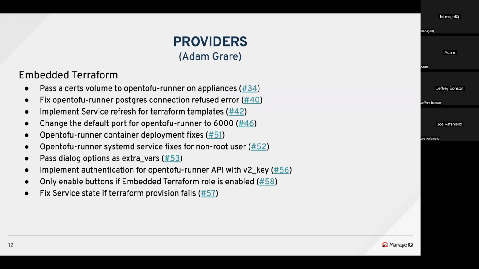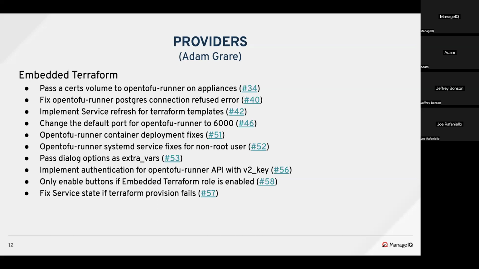Thanks, Jeffrey. A lot of work on embedded Terraform this sprint since it was getting over the finish line, lots of follow-up fixes. So we are now passing a certs volume to the OpenTofu runner on appliances so that it can enable TLS on the internal API. We had a fix for the OpenTofu runner Postgres connection being refused on appliances.